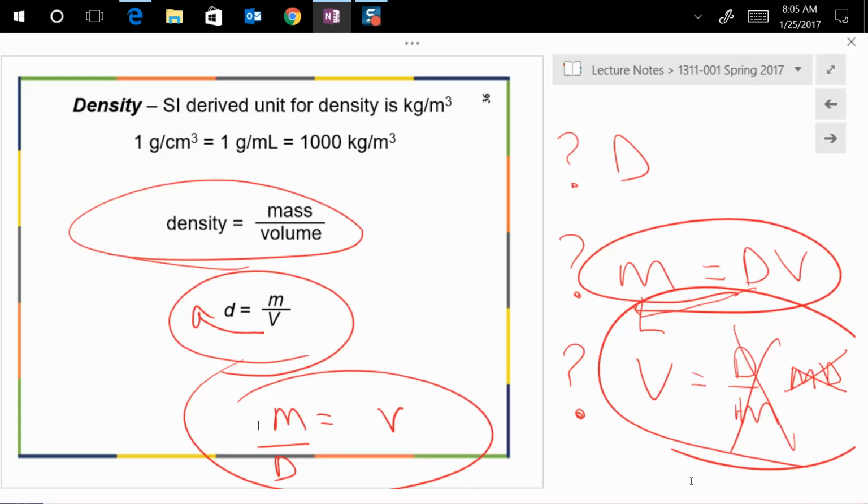Okay? And that goes for a lot of these algebraic rearrangements. Especially when we get into chapter 9, the gas laws, we're going to have a lot to deal with. Okay? Moving variables around all over the place, and you need to make sure that you're doing a sufficient job of isolating the variable you want correctly.